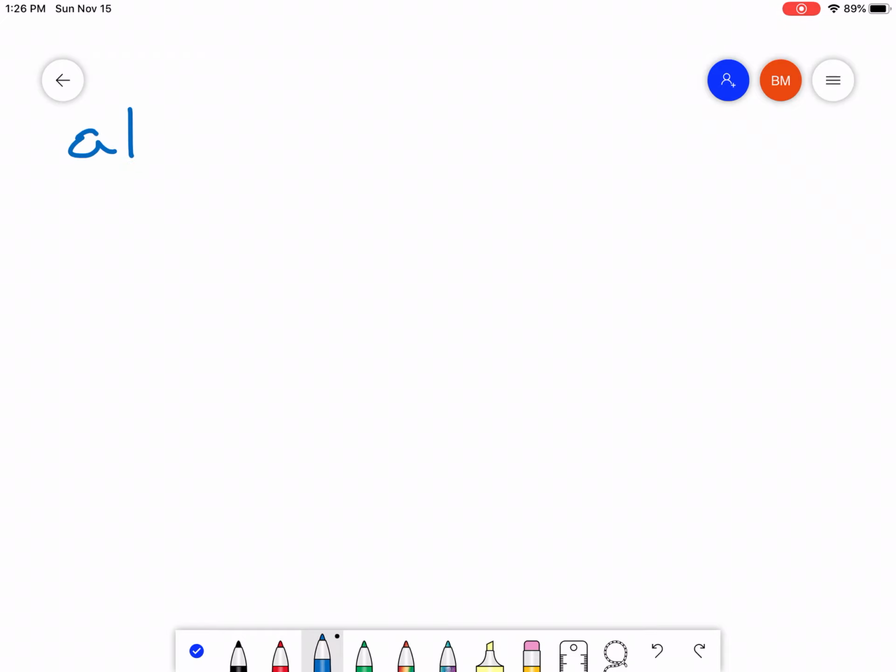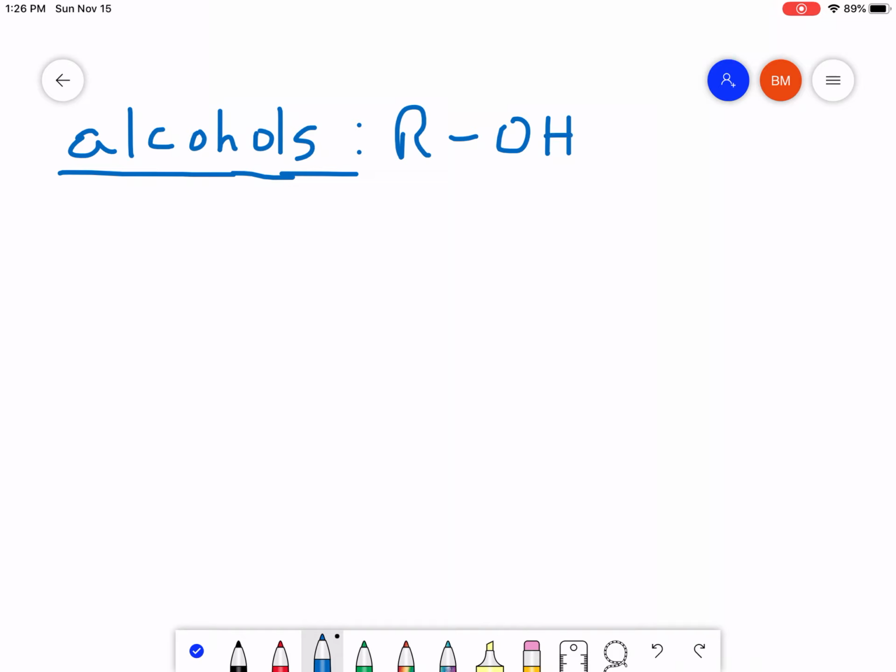Alcohols. I've alluded to alcohols before. We've talked about them in IR spectroscopy, of course, so you probably know what these are. These are compounds that have OH groups, OH groups specifically attached to carbon chains. That's why we have the R.